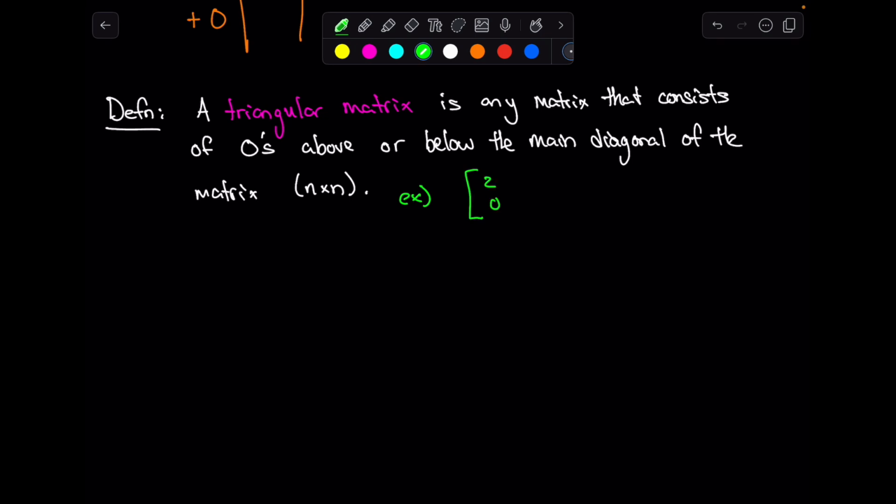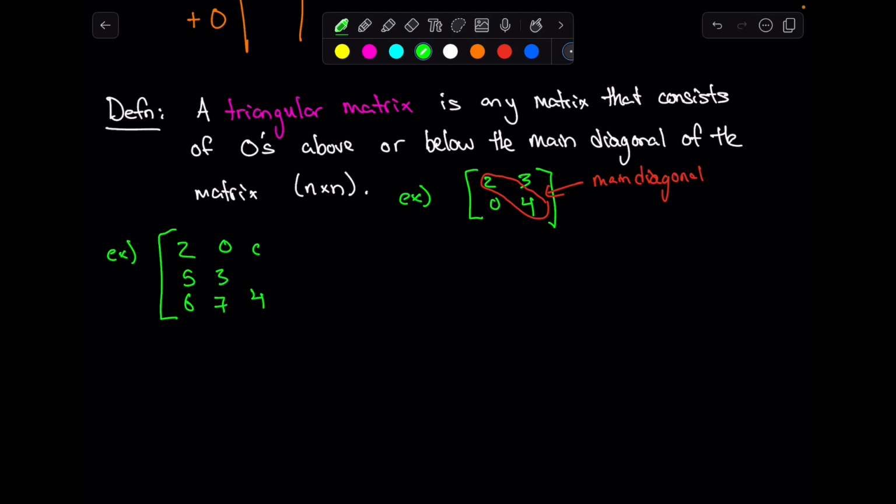2, 0, 3, 4 is a triangular matrix because this is what we call the main diagonal of the matrix. This is the main diagonal. And we have a bunch of zeros below it, aka just 1 in this case. Another example would be if I gave 2, 3, 4, and then 5, 6, 7, and then I had 0, 0, 0 here. This is a triangular matrix as well because, again, here is the main diagonal of this matrix, and we have a whole bunch of zeros above it.